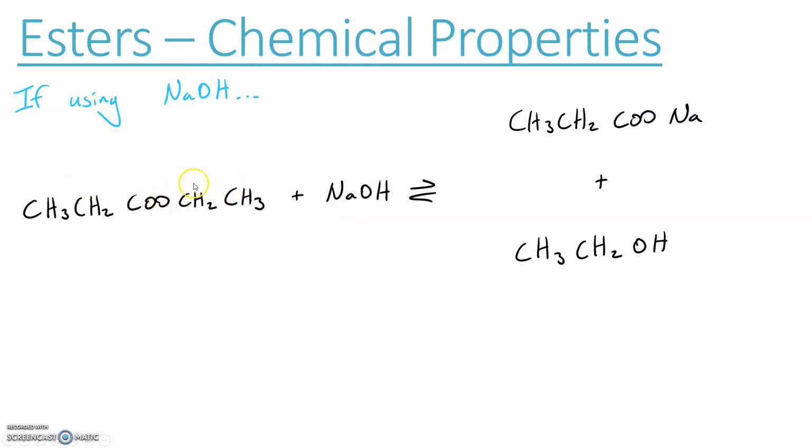we've got, what is this? It's ethyl propanoate. Okay, so our ethyl group on the right, our propanoate on the left. So we're going to get ethanol from the ethyl, and we're going to get propanoate from the propanoate part, and we're going to get sodium propanoate, because we're reacting with sodium hydroxide.